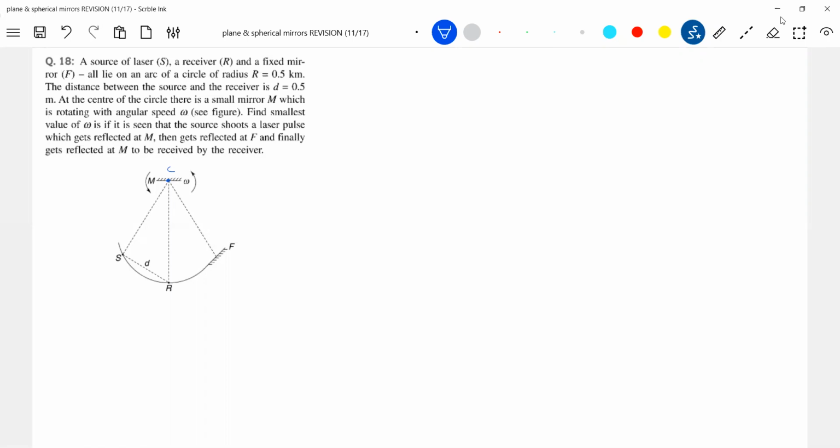What's the basic idea? If the mirror rotates by an angle theta, how much will the incident ray rotate? How much will the reflected ray rotate? If the mirror rotates by an angle theta, how much will the reflected ray rotate? Shall we say 2 theta? Can you recollect those ideas? That is what you have to apply here.